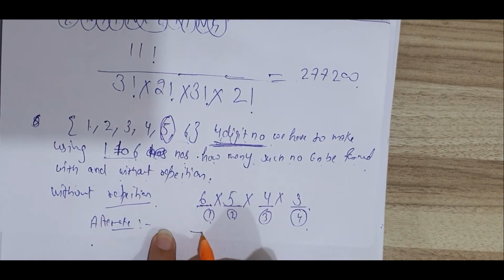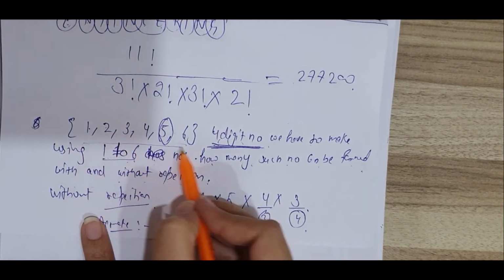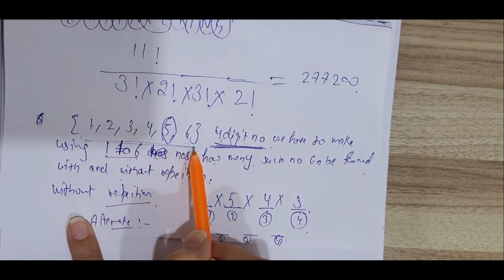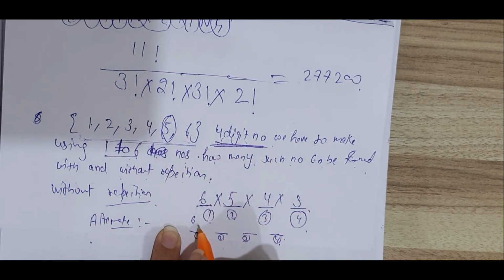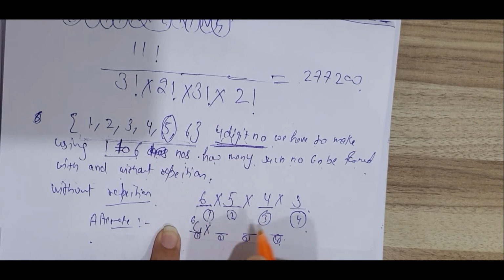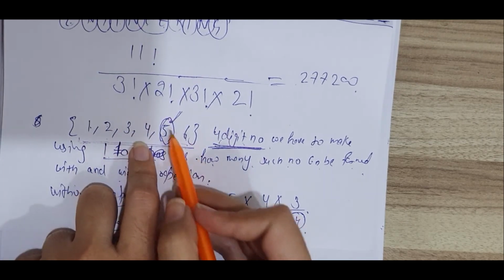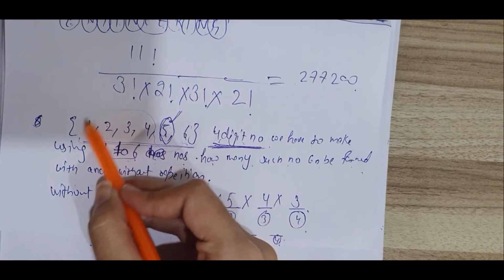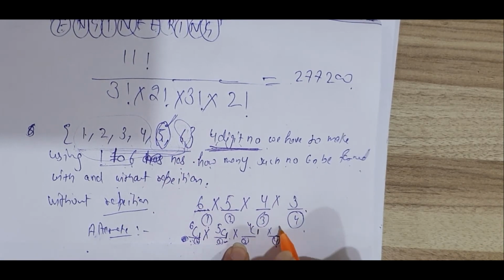Alternate method: we have to make a 4-digit number from these 6 digits. So on the first place we have 6 options, that is, we have to choose 1 from 6 options. It means 6C1. If we use this 5 on the first place, then we are left with these 5 options. We have to choose 1 option here from 5, that is 5C1. Similarly here 4C1 into 3C1.